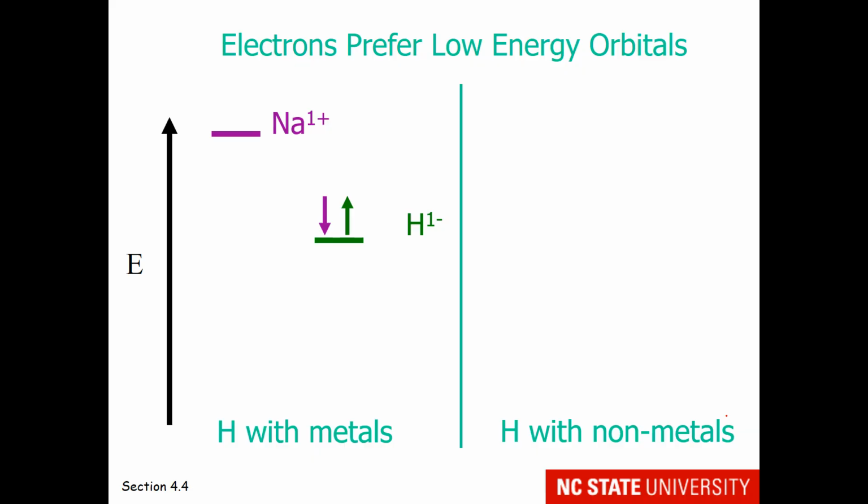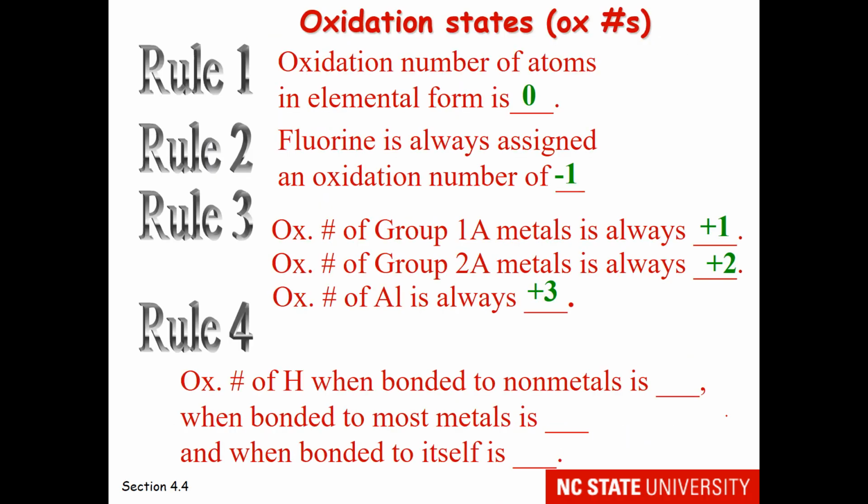On the other hand, hydrogen with nonmetals, typically, hydrogen has a higher energy electron than the vacancies in nonmetals. So hydrogen will lose an electron when encountering nonmetals. So the oxidation number of hydrogen when bonded to nonmetals is +1. When bonded to most metals is -1. And when bonded to itself is 0.